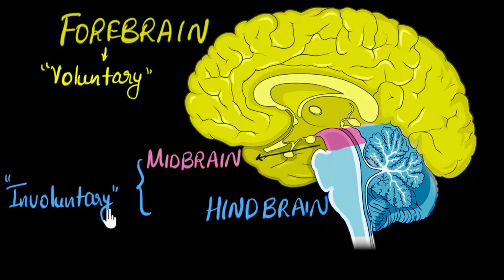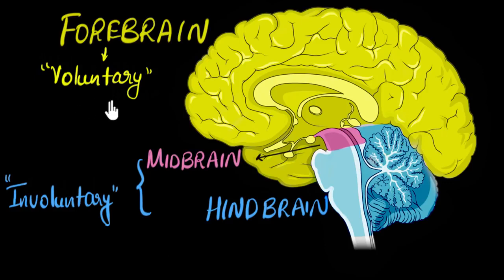And when I say involuntary functions, there are some functions that are happening in your body which you're not in control of. For example, your heart beating, or maybe your digestion. You're not in control of those, right? So those are mostly taken care of by your midbrain and the hindbrain.